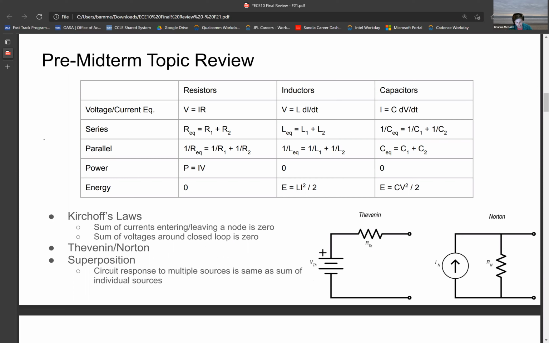And Thevenin and Norton. And finally, superposition is a method of solving circuits. And so this might be something that you see on the final. In fact, we're going to do an example on it because it has appeared in the past.